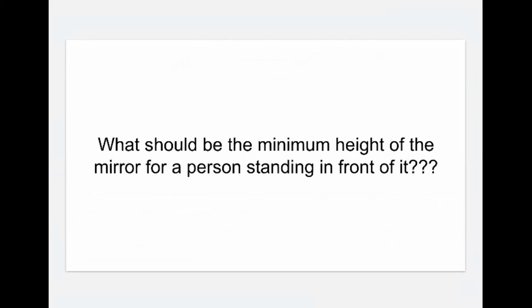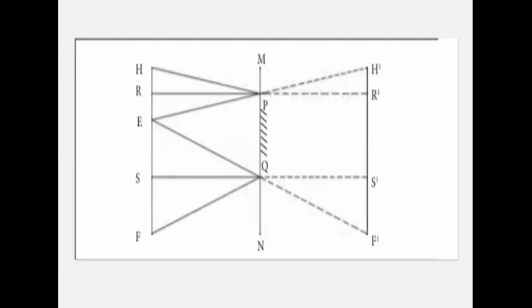Now we will see what should be the minimum height of a mirror for a person standing in front of it. Very, very important question, students. And definitely we will see the answer to it. Now, suppose, students, I have a mirror MN. This is the front side or reflecting side of the mirror, and this is the back side of the mirror. Now, a person is standing here in front of the mirror. H represents the head, E represents the eye, and F represents the foot.